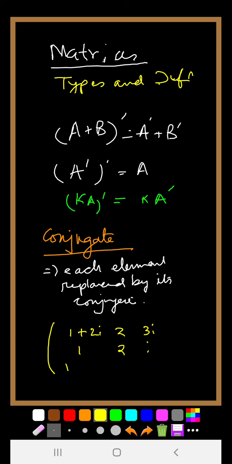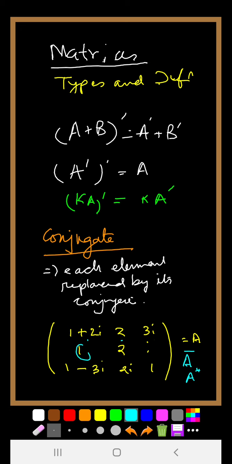Suppose you have a matrix where the elements are given as 1 plus 2i, 2, 3i, 1, 2i, 1, minus 3i, 2i, 1. Let's call this matrix A. Its conjugate, which is represented by either A bar or A star, is obtained when we replace each and every element by its conjugate.